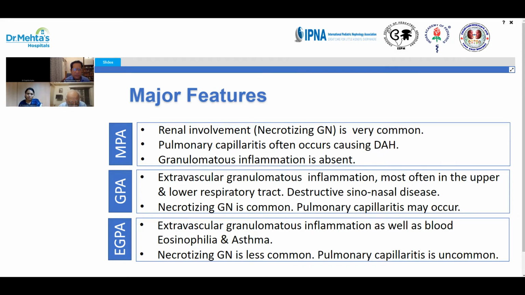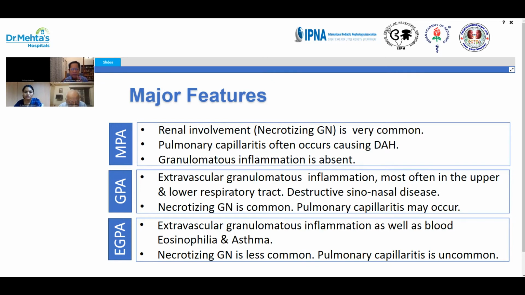In granulomatosis with polyangiitis, there is extravascular granulomatous inflammation, most often in the upper and lower respiratory tract. There is destructive sinonasal disease, a destructive lesion of the nose and upper respiratory tract, and necrotizing glomerulonephritis is common, and there is also pulmonary capillaritis. In eosinophilic granulomatosis with polyangiitis, there is extravascular granulomatous inflammation, as well as eosinophilia and asthma. Necrotizing glomerulonephritis is less common.